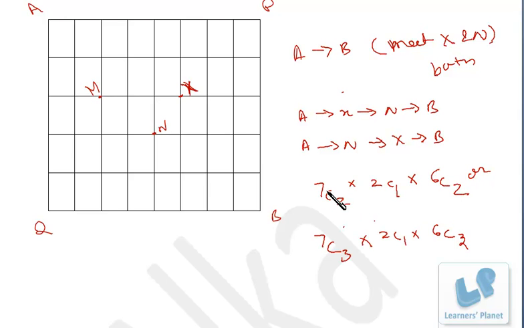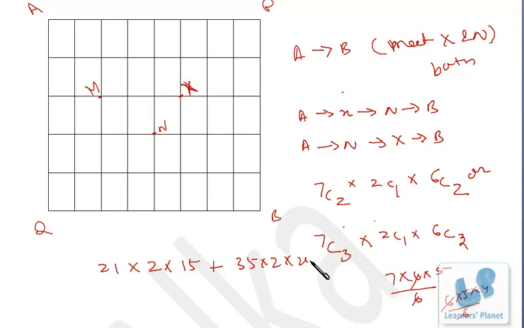So just solve it. 7C2, that is 21, into 2, into 6C2, 6 fives are 30 by 2, 15. And plus 7C3, that is 7 into 6 into 5 by 6. So that's 35, into 2, into 6C3, 6 into 5 into 4 by 6. So that's 20. So these are the possible number of ways for this particular question. Okay. I hope you are getting me now.